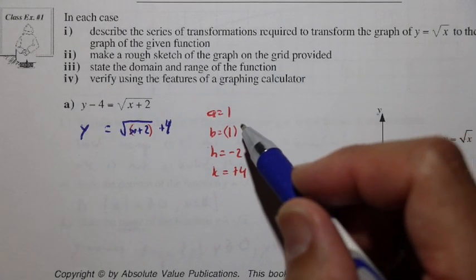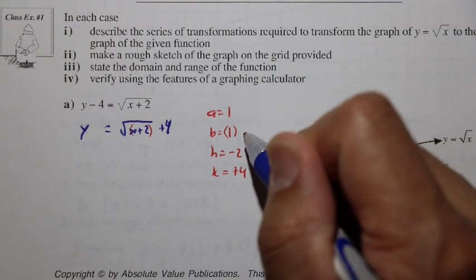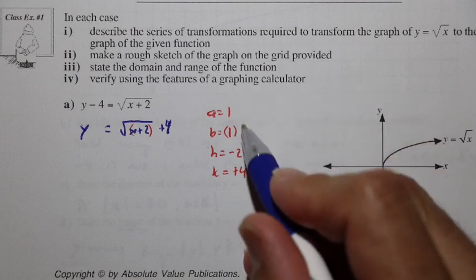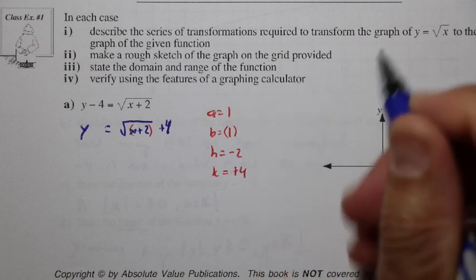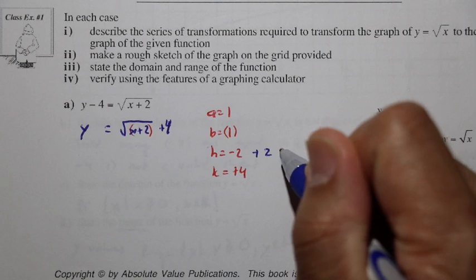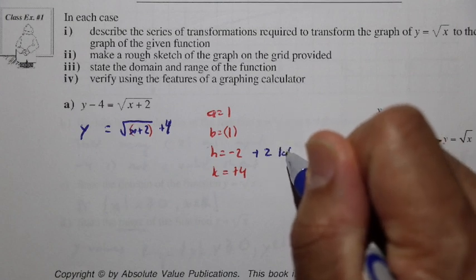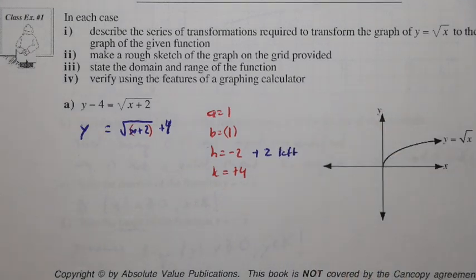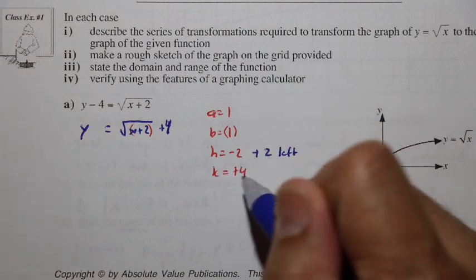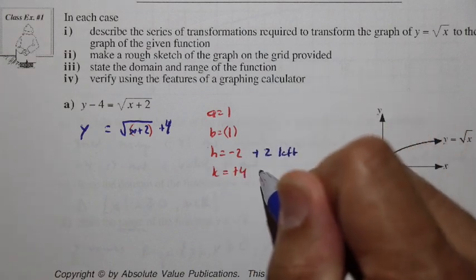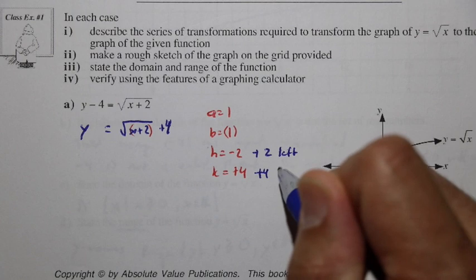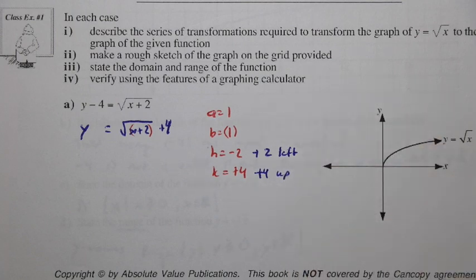Let's interpret these parameter values now. We have b is equal to 1, a is equal to 1, so there's no change there. h equaling negative 2 seems to suggest that we have a horizontal translation of two units to the left. We also have a k of plus 4, which means it's 4 units up as a vertical translation.